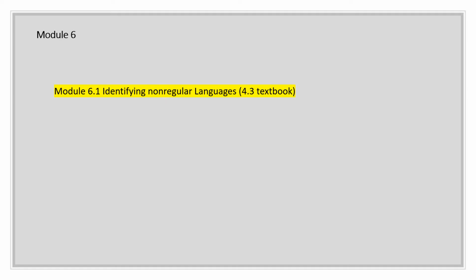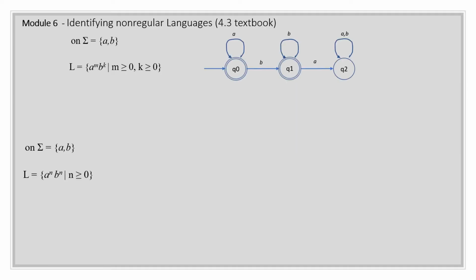Hi, welcome back. So now we're going to take a look at a language that is not regular. All right, so this is up here. This is a regular language. This is a regular language because you can have any number of A's followed by any number of B's, but there's no relationship between the A's and the B's.